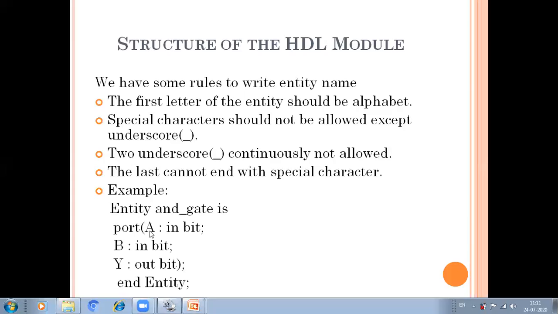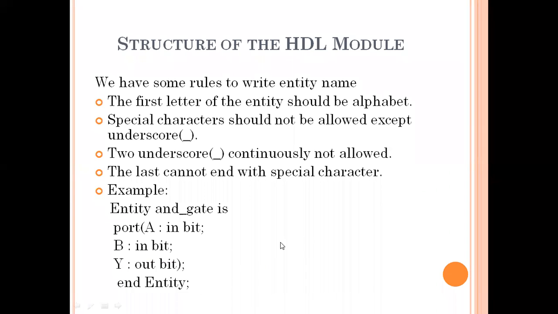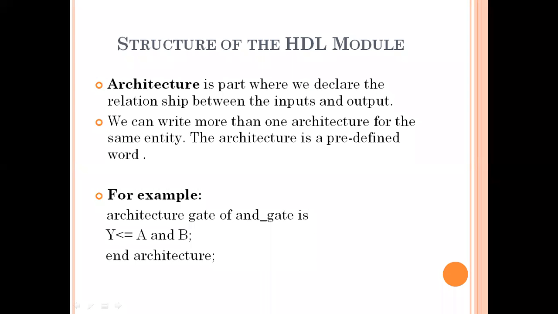So how can we identify A is the input, because the mode is in. If the output signal is there, Y is declared as the out mode. These are the data types: A is of type bit, B is represented by bit, and Y is also bit. After completing this, semicolon, and end the entity with end entity semicolon. So this is just a simple example of the entity.